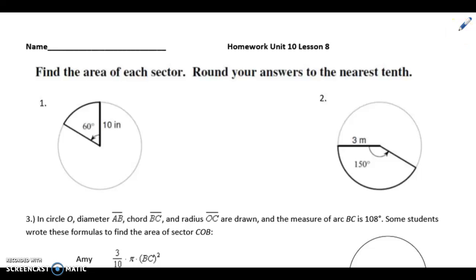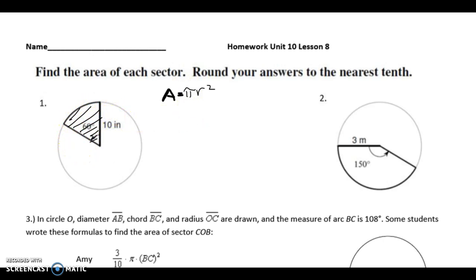In Homework Unit 10, Lesson 8, we are finding the area of a sector, and when we find the area of a sector, we need to first of all know the formula for area of a circle. Area of a circle is pi times r squared. So I'm using this and keeping in mind that in each of these cases, I'm not actually finding the area of the whole circle, I'm just finding the area of that portion.